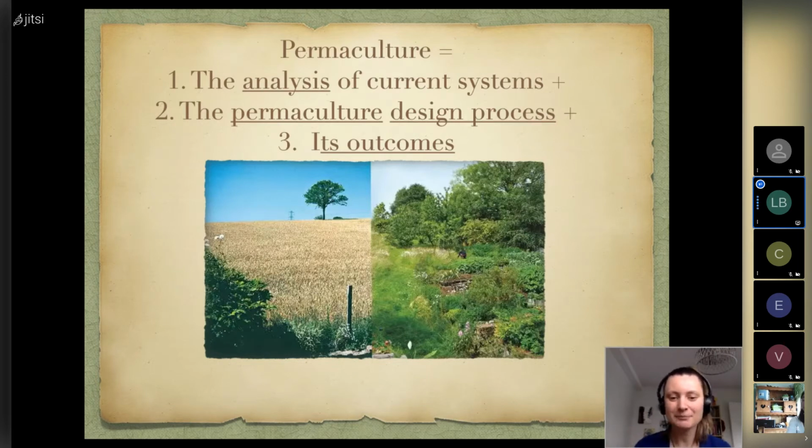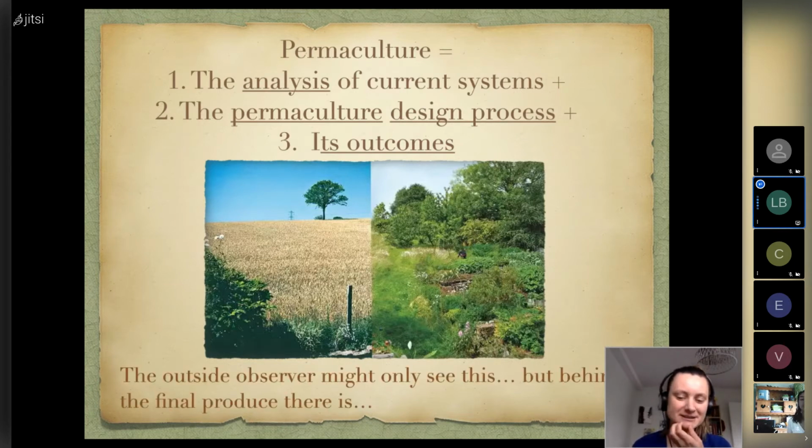But at the same time, it shows you all the parts that you don't see of permaculture, because you see the before and the after and think, whoa, that's so cool. But there's actually this whole design process that has happened before you get from A to B. And I'm going to talk a little bit more about that.